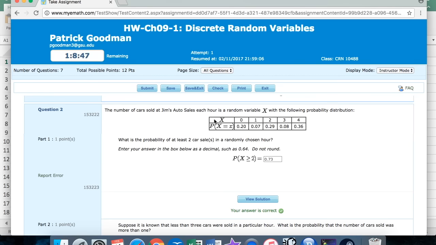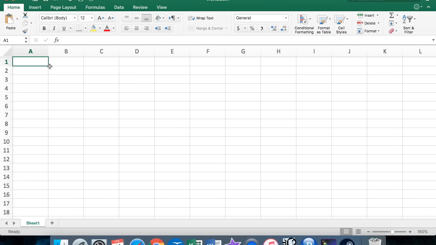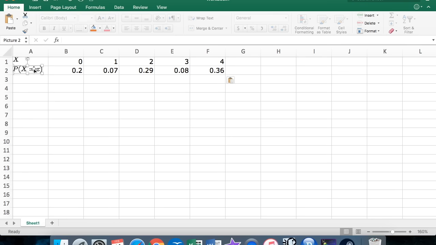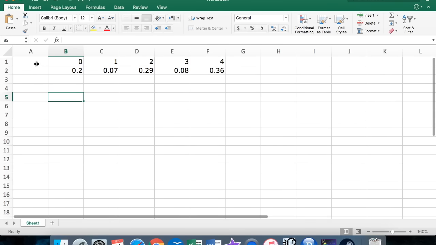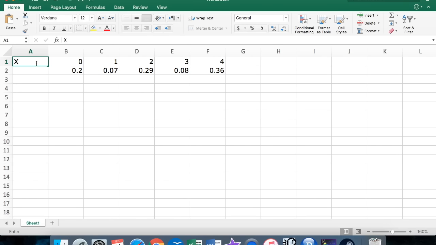The first thing that I would do, of course, is copy this over and put it into Excel, because Excel is going to help us out quite a bit here. So we'll paste this. It's going to have some images, which it doesn't like. You can leave those there, or, in my case, I'm going to take them out. This is each value x, and this is the probability that x occurs.